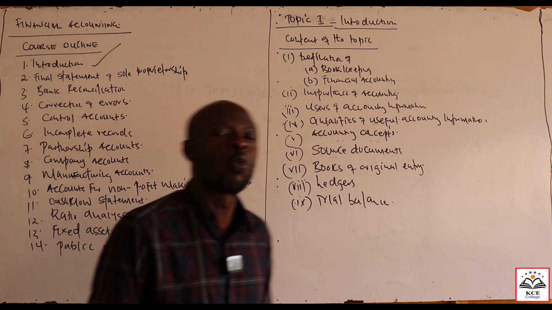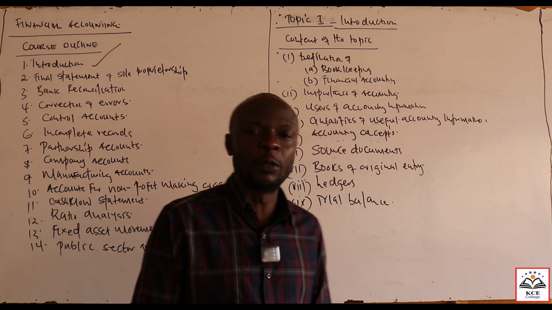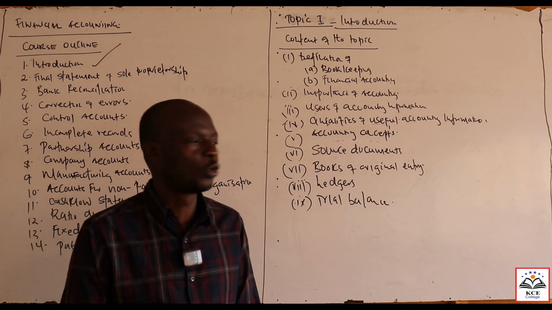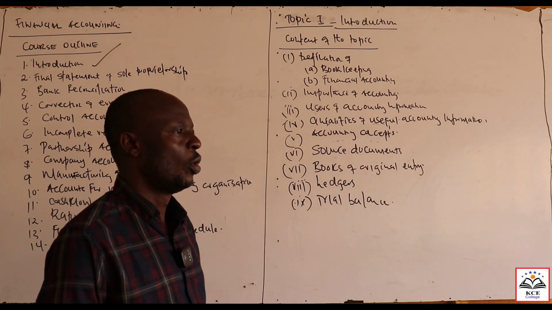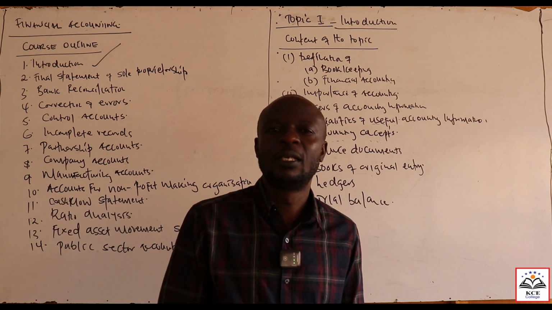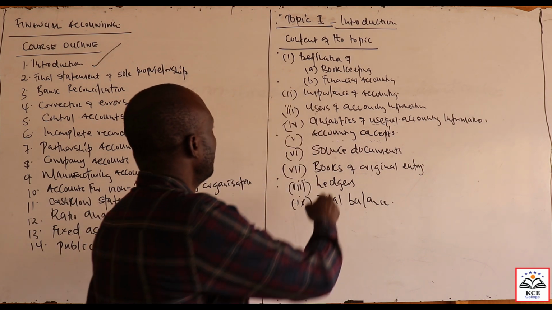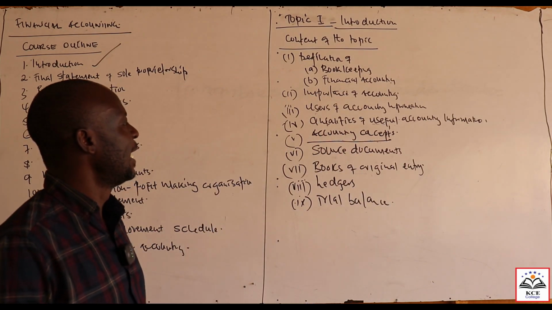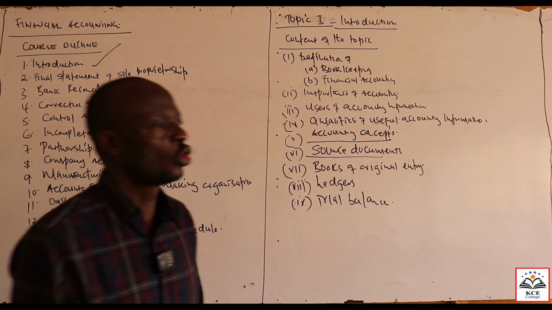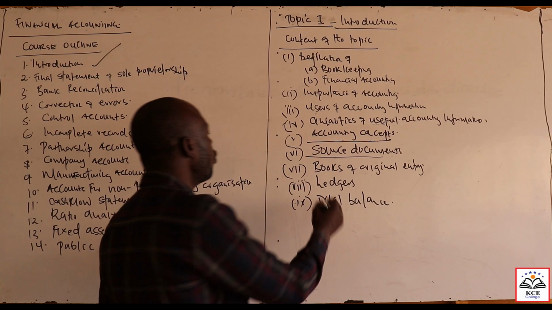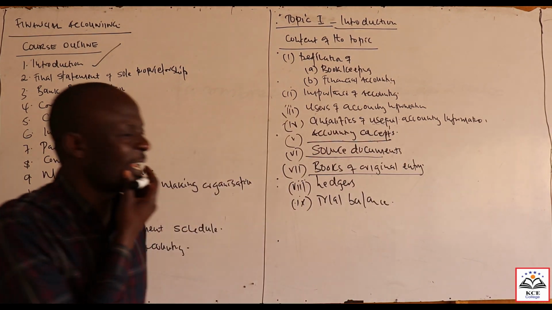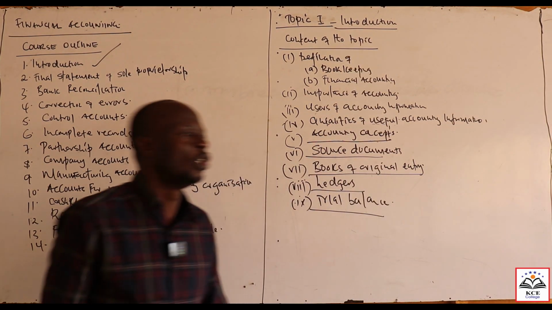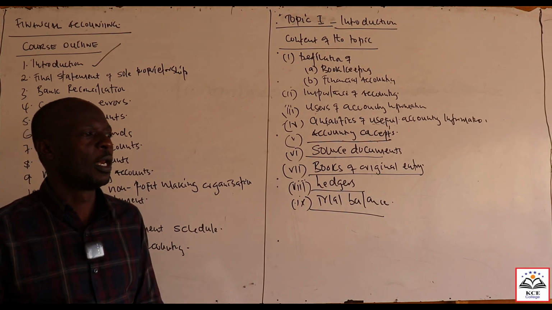Then number 4, we have what we call qualities of useful accounting information. So accounting information has to have some qualities for it to be useful. We also need to go through it and be able to know what consists of the useful characteristics of accounting information. Then we have accounting concepts. What are accounting concepts? We'll learn about accounting concepts. Then we have source documents, then books of original entry, and then a ledger, and finally a trial balance. So these are the items that you need to know under what we call introduction.